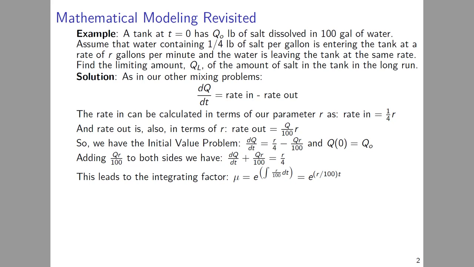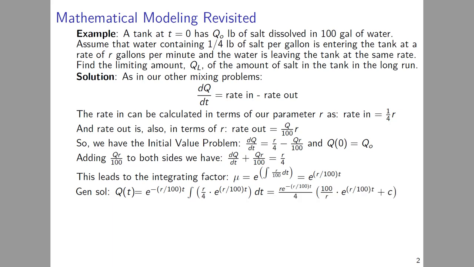Now that we have the integrating factor, we can find the general solution, Q(t) equals 1 over mu, which we can write as e to the negative R over 100 t, times the integral of R over 4 times mu, which is e to the R over 100 t dt. Since R over 4 is a constant, we can pull that outside the integral to have R over 4 times e to the negative R over 100 t times the integral of e to the R over 100 t, which is 1 over R over 100, or 100 over R, times e to the R over 100 t plus some constant of integration c.